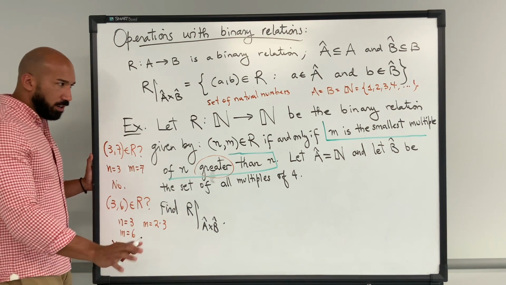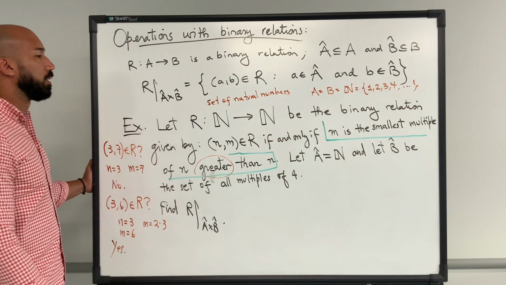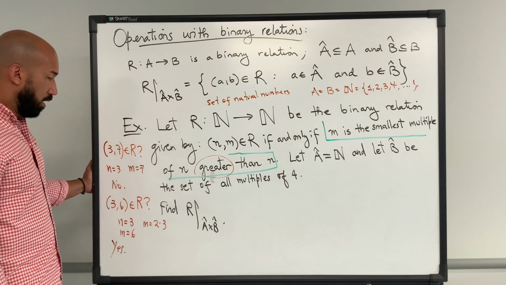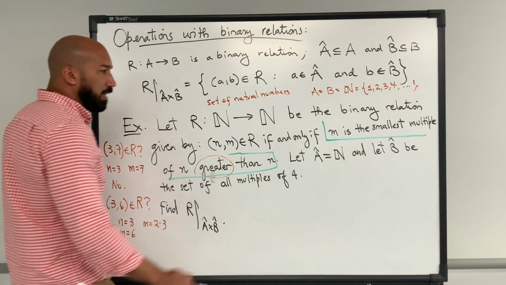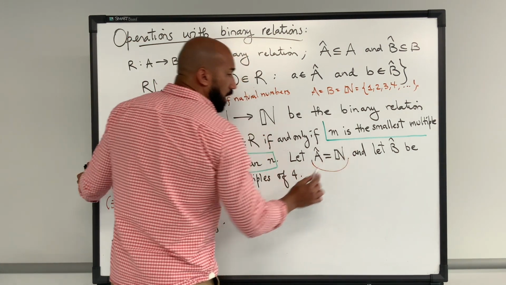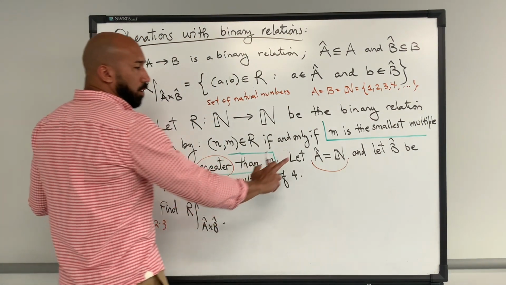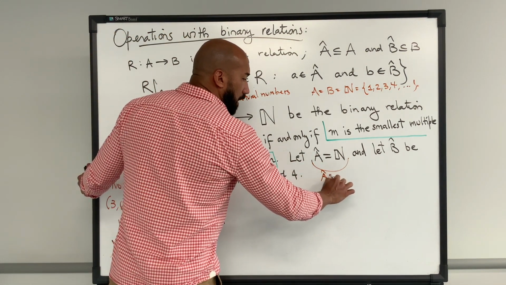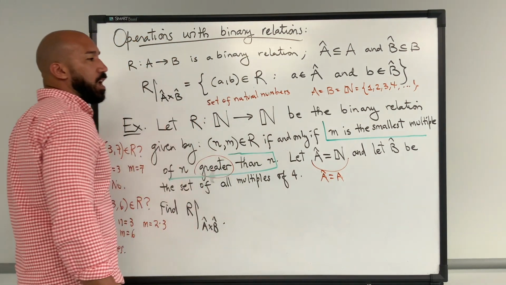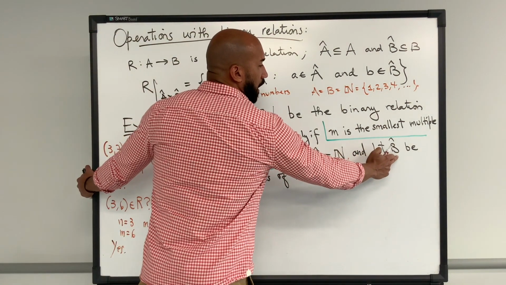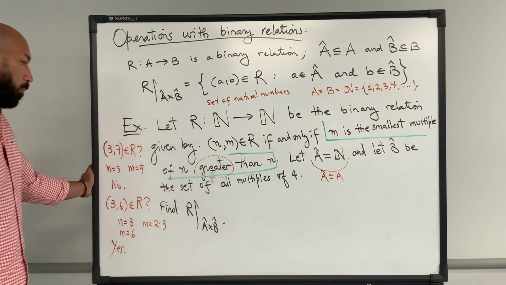Is that okay? So now you know how this property is working. All right? And well, we are not restricting the set of first components, so A hat is equal to A in this case, but we are restricting the set for the second components.